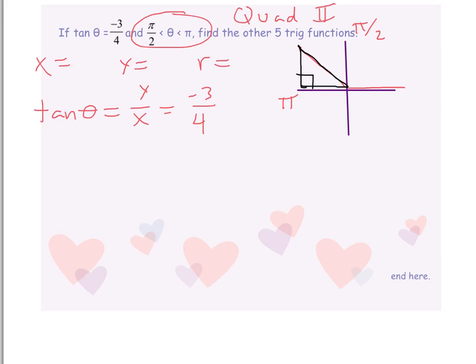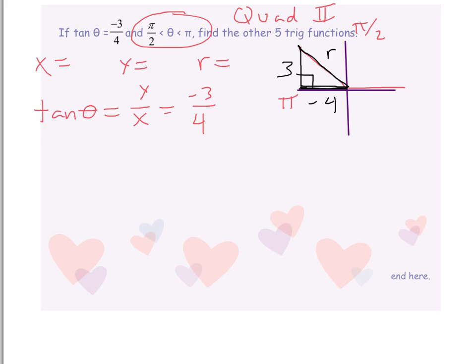Okay, there it is. Now I got to think here about x and y. If I'm in quadrant 2, okay, I've already established I don't know r. X coordinates are negative, so this must be -4, and this must be +3.